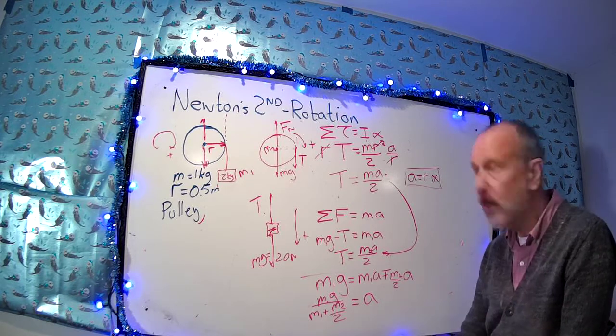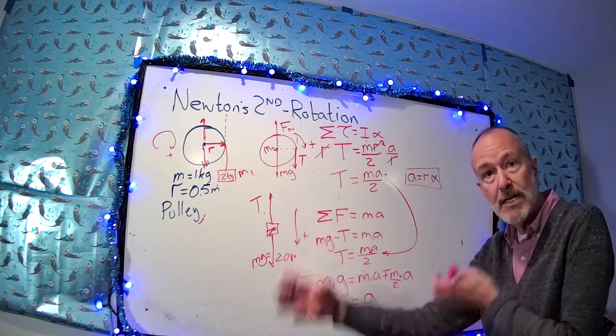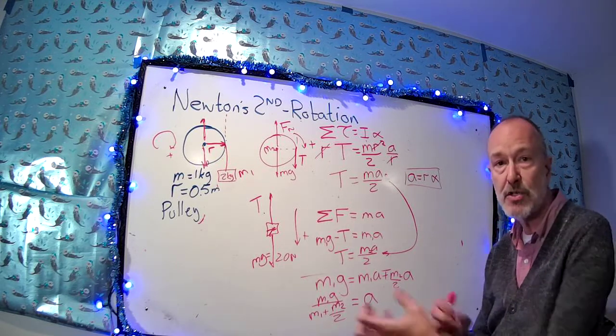And in the next video, I'll go one step farther. And I'll go for an Atwood machine where you've got 2 different things going on there. You've got 2 masses hanging off.